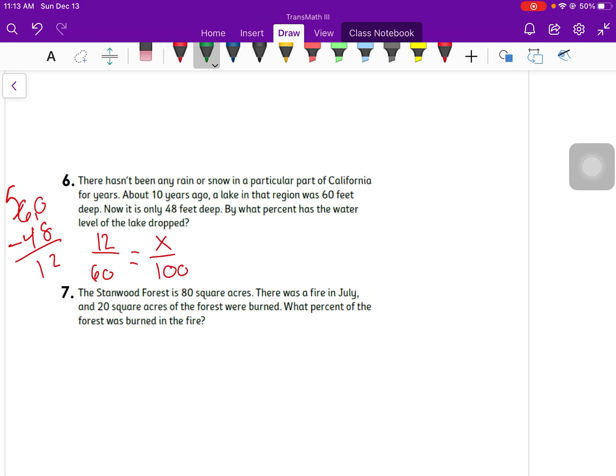Maybe you don't know that quite as easily. So you could simplify this fraction. Okay, I know that 12 is divisible by 6. I know that 60 is divisible by 6 as well. Well, that's going to be a little bit easier to multiply horizontally to get x equals 20. All right, so the water level has dropped 20% would be my sentence.